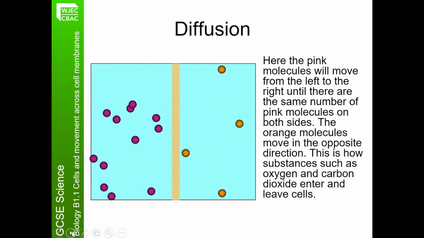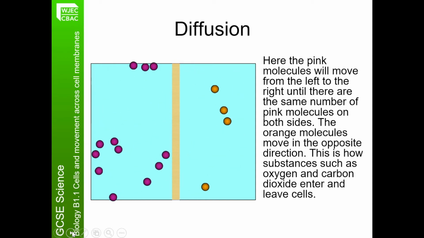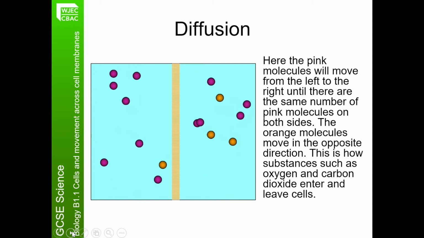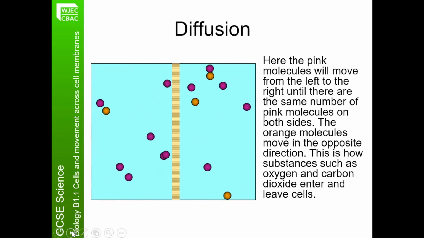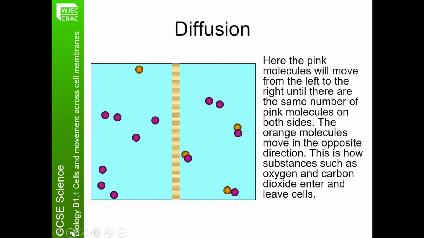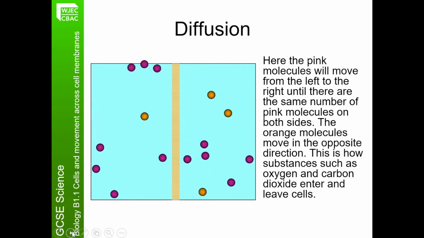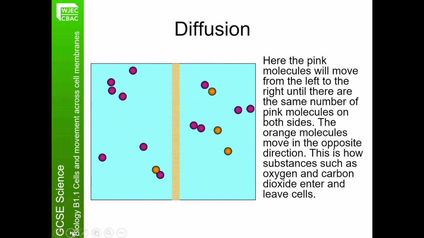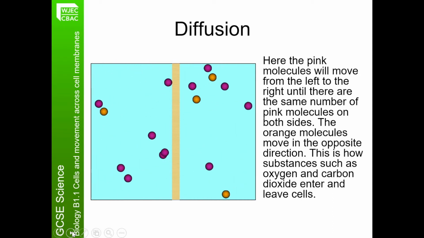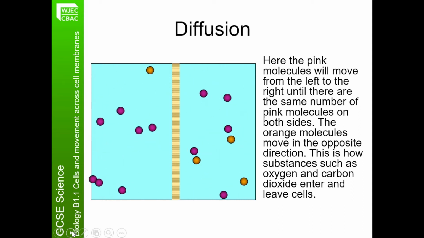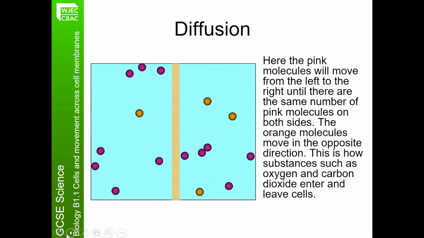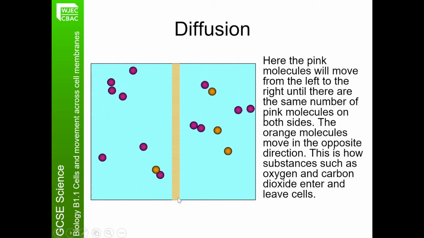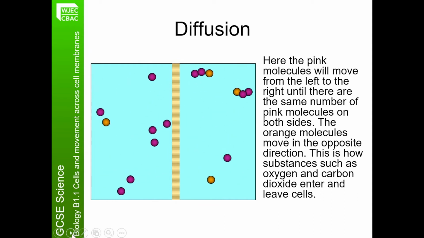So in this animation of diffusion, we can see there's more pink molecules on the left than on the right. And eventually the pink molecules move from where they were in high concentration on the left to where they were in low concentration on the right. So the pink molecules move from left to right until there are the same number on both sides. The orange molecules will move in the opposite direction. This is how substances such as oxygen and carbon dioxide enter and leave cells. And the line in the middle separating the two from the beginning, this represents the cell membrane.